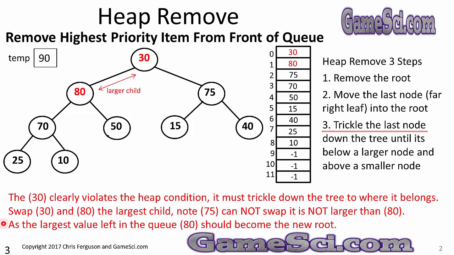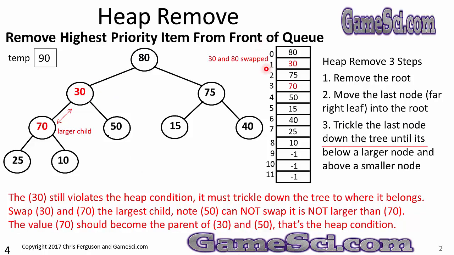As the largest value left in the queue, 80 should become the new root. 30 will compare against its largest child, and 30 and 80 are out of order. 30 and 80 need to swap. Now, why did we pick 80? Because 80 is larger than 75. You compare 30 to the largest child, and that's 80.